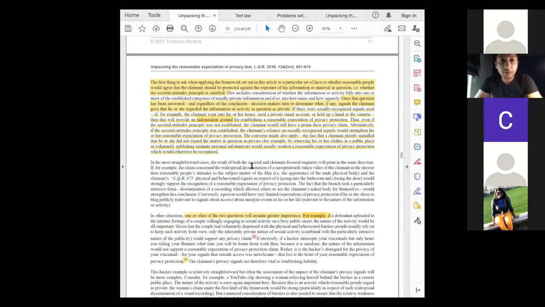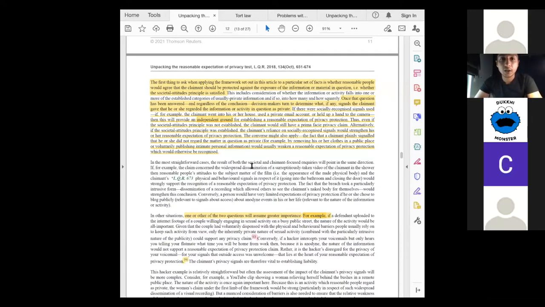The first thing to ask when applying the framework set out in the article to a particular set of facts is whether reasonable people would agree that the claimant should be protected against the exposure of the information or material in question, that is, whether the societal attitudes principle is satisfied. This includes consideration of whether the information or activity falls into one or more of the established categories of usually private information, and into how many and how squarely. Once that question has been answered, and regardless of the conclusion, decision makers turn to determine what, if any, signals the claimant gave that he or she regarded the information or activity in question as private. If there were socially recognized signals used, if, for example, the claimant went into his or her house, used a private email account, or held up a hand to the camera, then this will provide an independent ground for establishing a reasonable expectation of privacy protection.